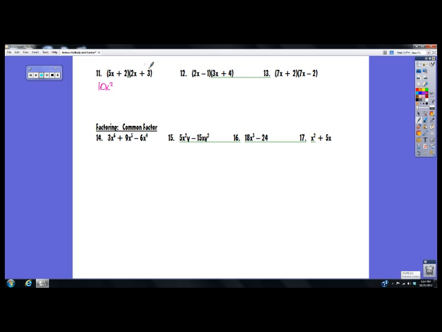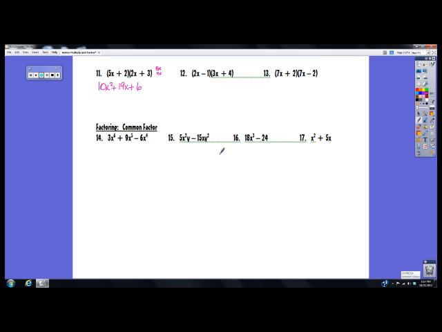Now let's do the outsides and the insides. Outsides, that's 15x. Remember, this is supposed to be mental. Multiply the insides, that's 4x. Combine them together, 19x. Multiply the last. 2 times 3 is 6.